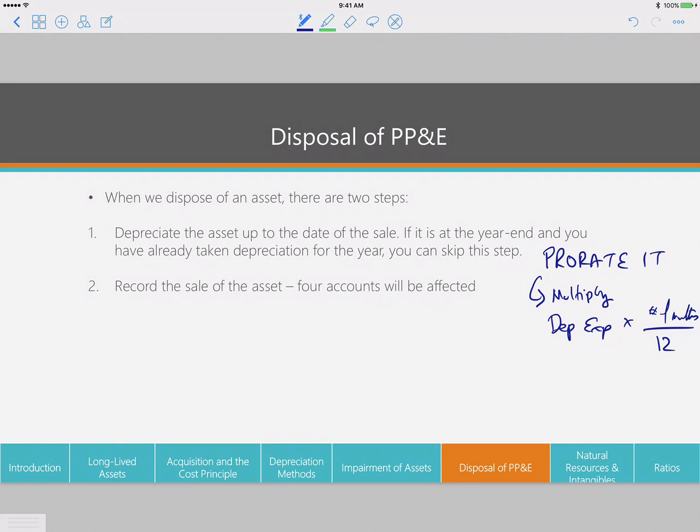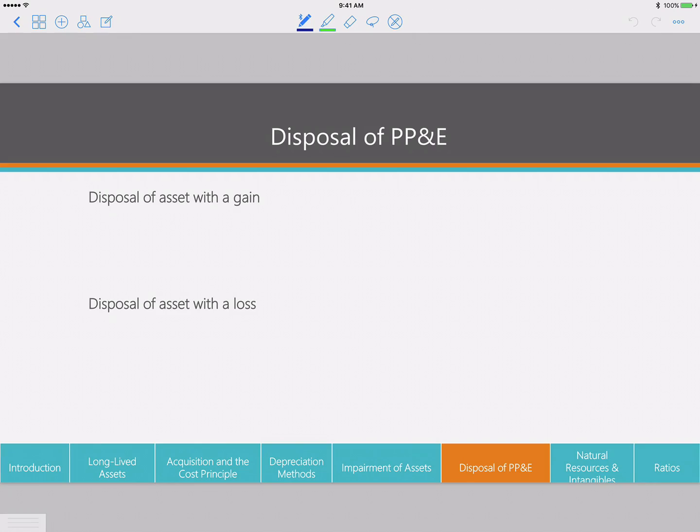Once you've taken depreciation up to the date of the sale, you then record the sale of the asset itself, and 4 accounts will be affected when you do so. So let's take a look at what it would look like.